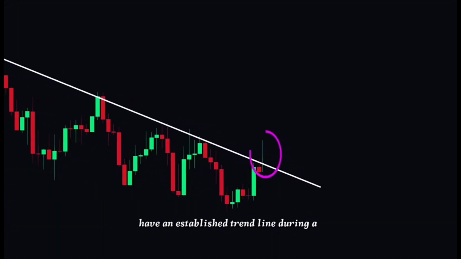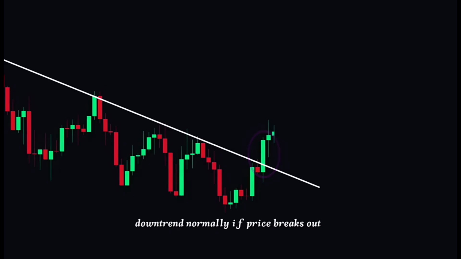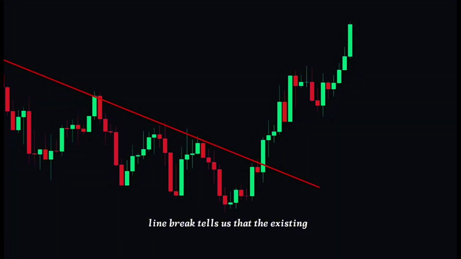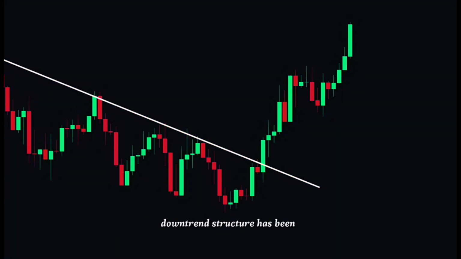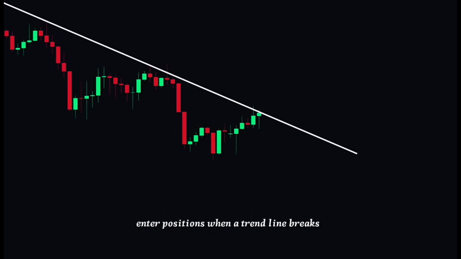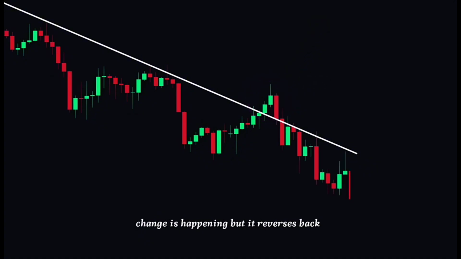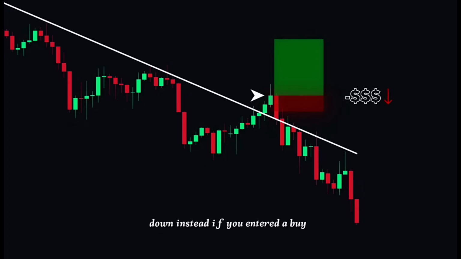Normally, if price breaks out of a trend line, it signals a trend change to an uptrend, because a trend line break tells us that the existing downtrend structure has been broken. However, you can't just blindly enter positions when a trend line breaks, because price could form what's called a false breakout. This is when price breaks a trend line, making you think a trend change is happening, but it reverses back down instead. If you entered a buy position, you'll end up taking a loss.